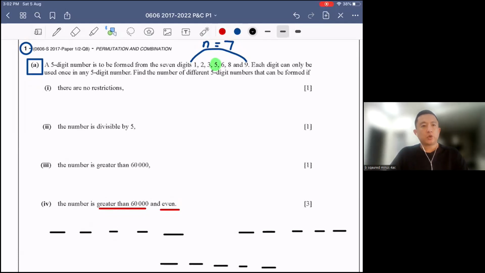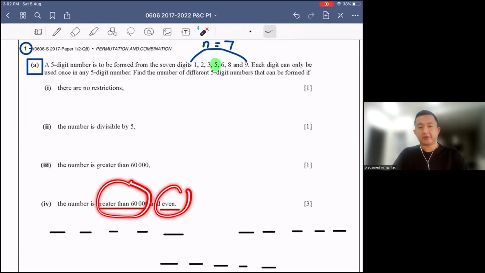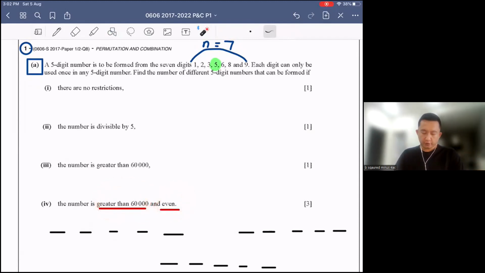Okay, so either you look at greater than 60,000 as the first criterion, then the second criterion, or vice versa. It's up to you. If I were you, I would look at greater than 60,000 first. It could be 6 or 8 or 9, right? Just how we have solved this. So let's break it into 3 different cases. It could be starting from digit 6, digit 8, or digit 9, right?